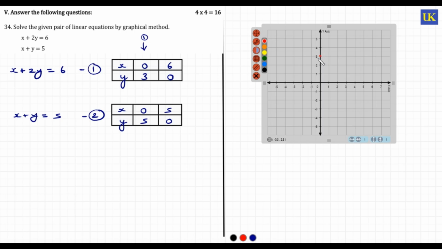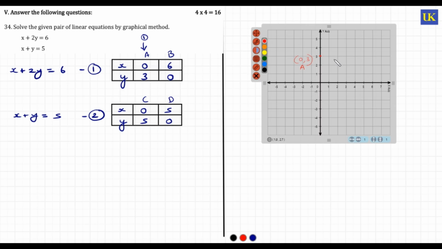Okay, this is our point. X is 0 and y is 3. Now we can give some name also to this. We can say this as coordinate A, let's say this is B, let's say this is C, let's say this is D. So this is our coordinate A.